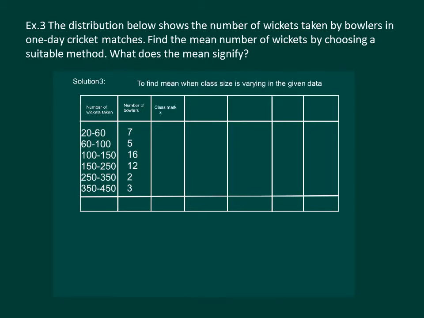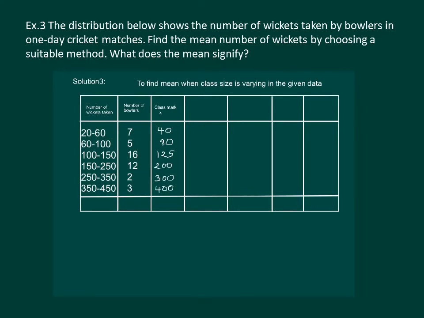For that, we start by finding the class mark, which is upper limit plus lower limit whole by 2. Hence we have 20 plus 60, that is 80, by 2, comes to be 40. Next one, 60 plus 100 whole by 2 is 80. 100 plus 150 whole by 2 is 125, and so on.